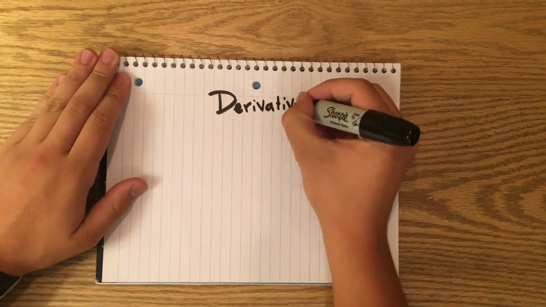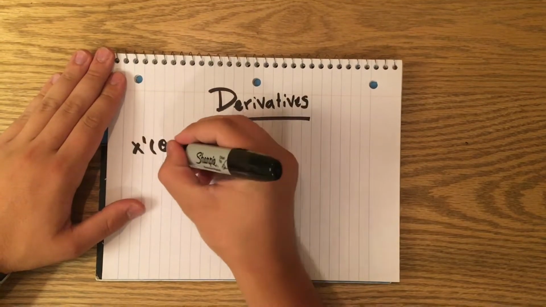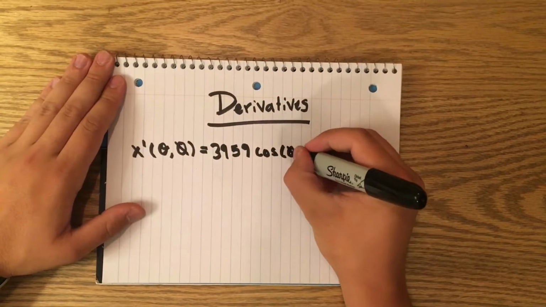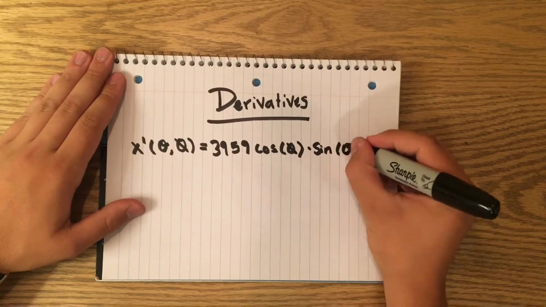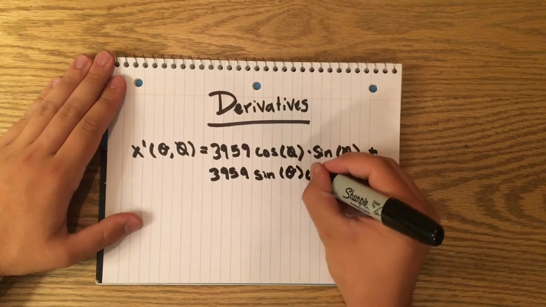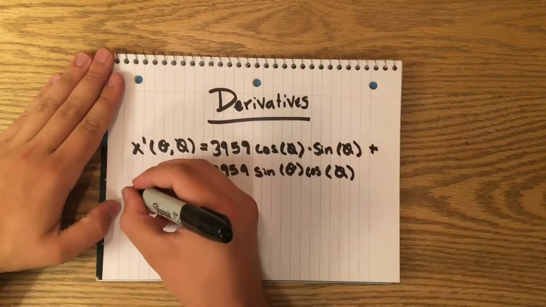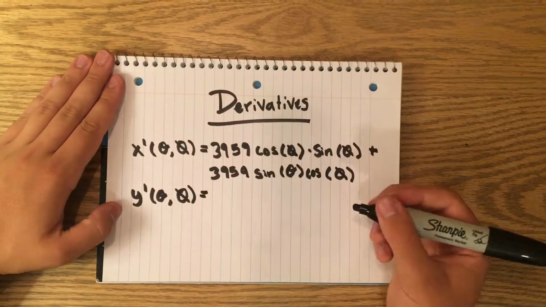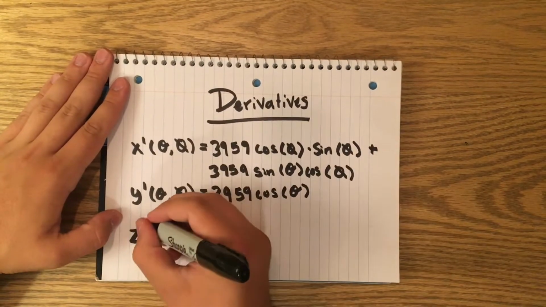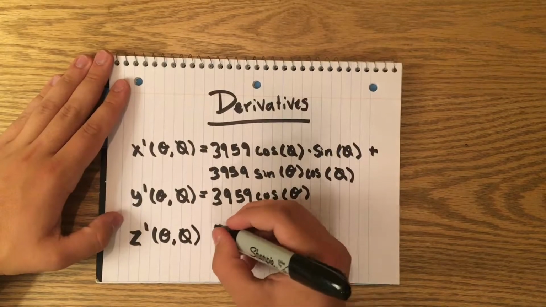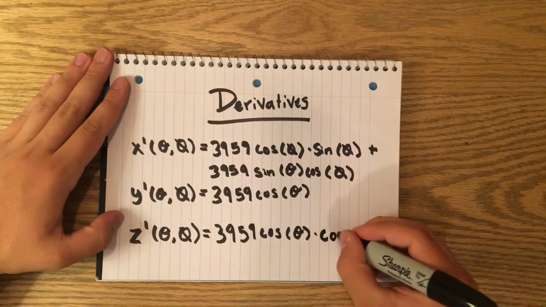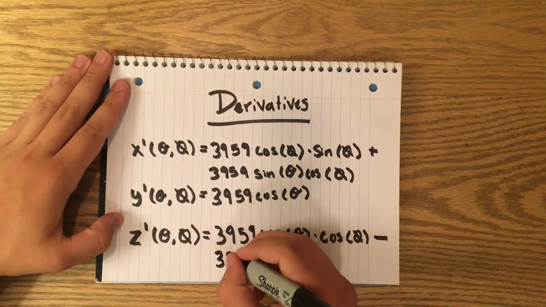We then need the derivatives of these equations, which are x prime of theta comma phi equals 3,959 cosine theta times sine phi, plus 3,959 sine theta times cosine phi. Y prime of theta comma phi equals 3,959 cosine theta. Z prime of theta comma phi equals 3,959 cosine theta times cosine phi minus 3,959 sine theta times sine phi.